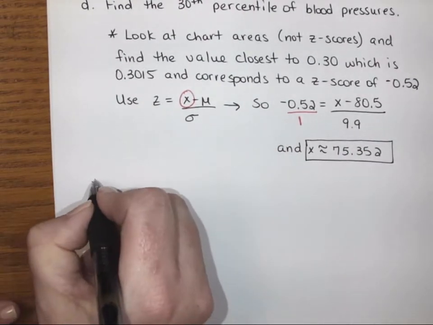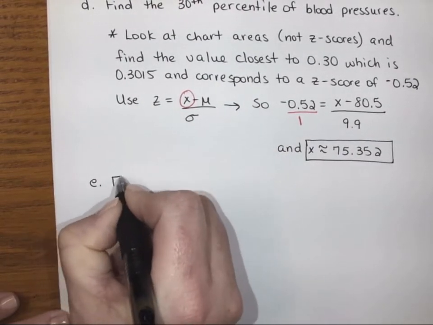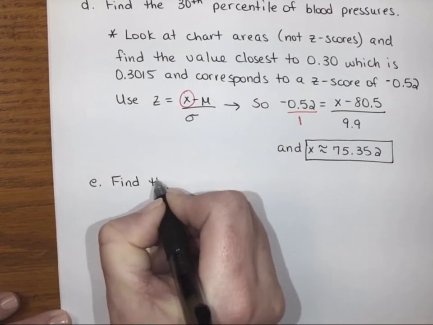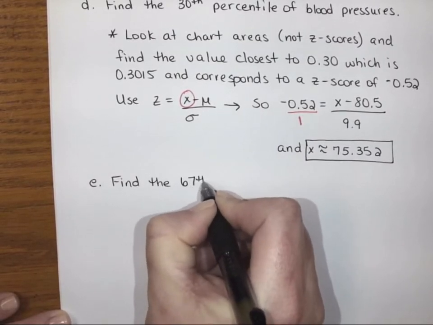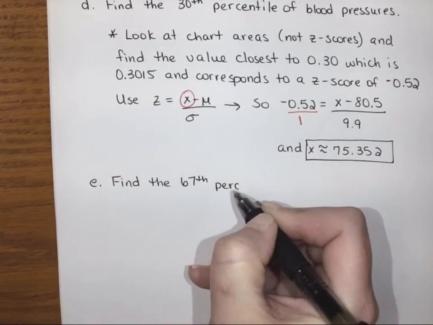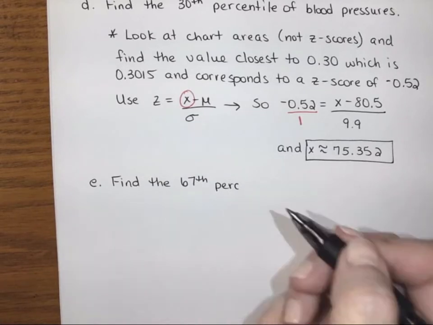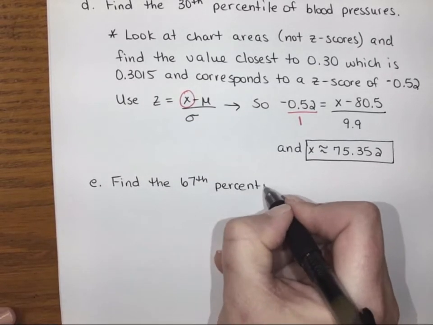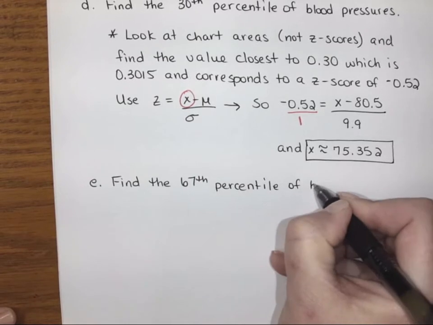All right, let's do one more percentile just because there's more to those. So let's find the 67th percentile of blood pressures.